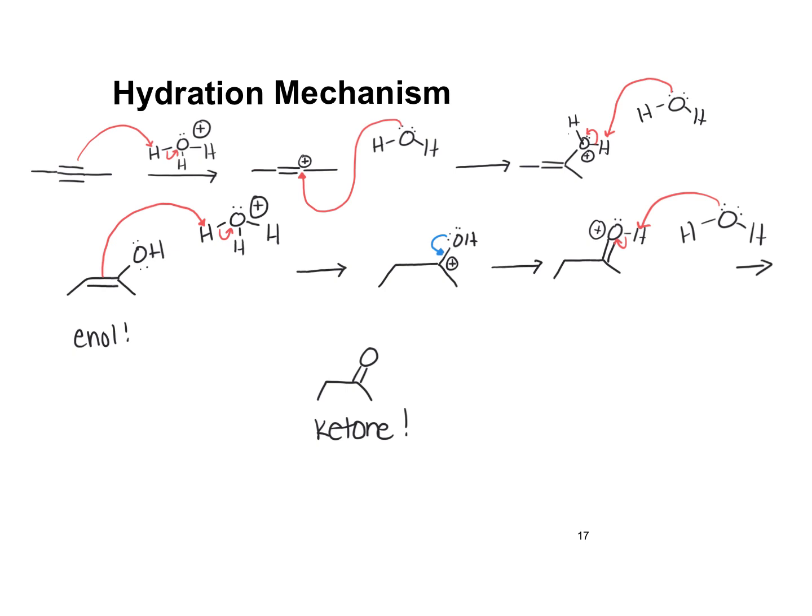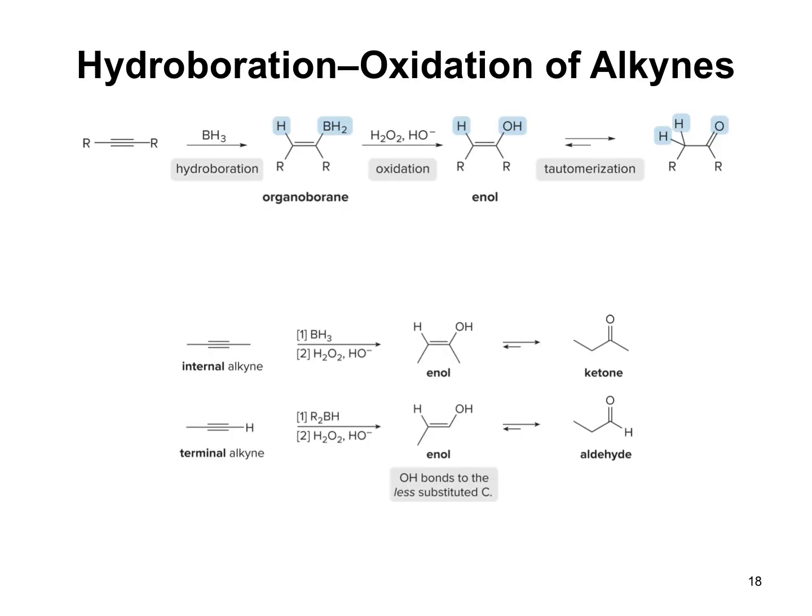So we've just really put the two mechanisms together, right? We've undergone a hydration reaction, which we have seen before. And then once we form an enol, right, we go through that keto-enol tautomerization to form the ketone. Now, our last reaction that we're going to look at in this screencast, our last addition, is the hydroboration oxidation of alkynes. This is a two-step reaction sequence that converts the alkyne, right, into a carbonyl compound.